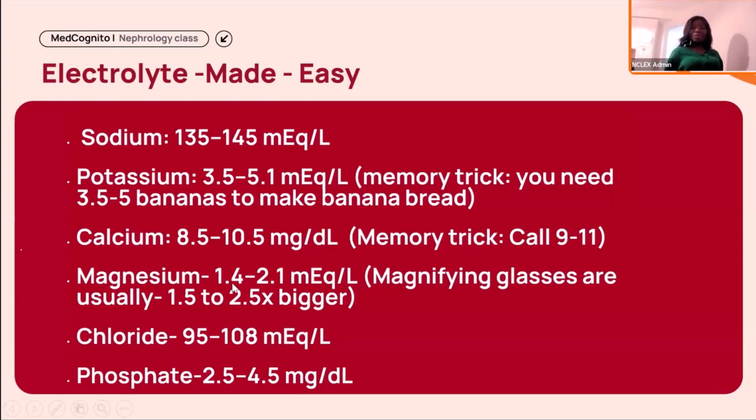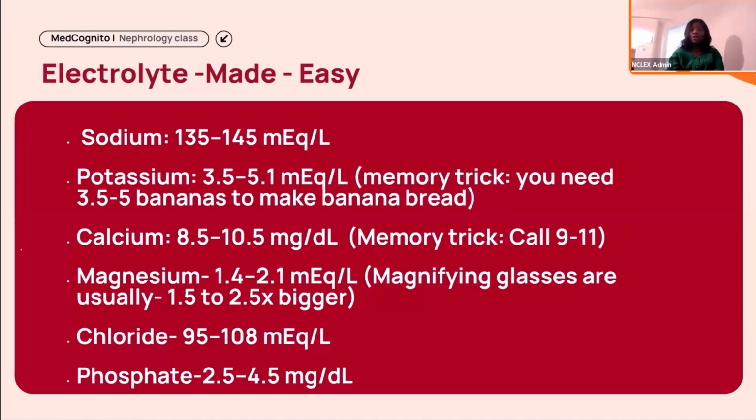And then you try and remember that it's 1.5 to 2.5, so the actual range of 1.4 to 2.1 is within this. At least it will help you to pick up cases where the client has high magnesium or low magnesium. So remember, magnifying glasses, magnifying items 1.5 to 2.5 times bigger.